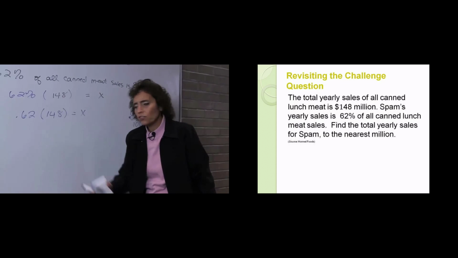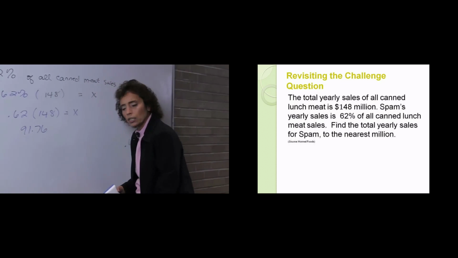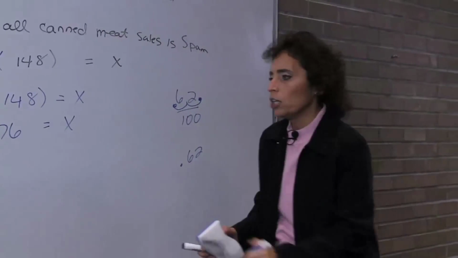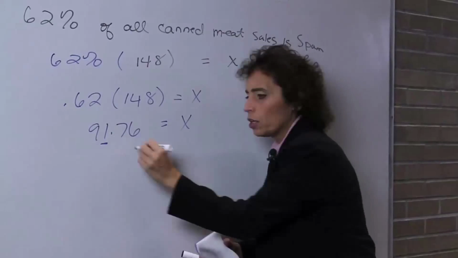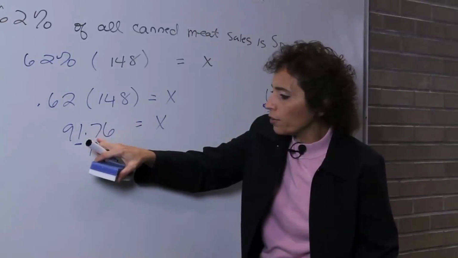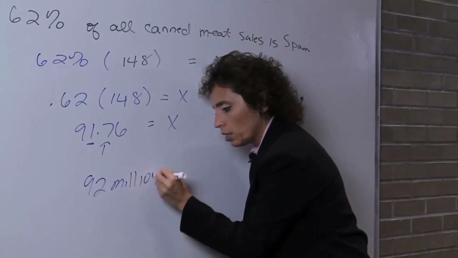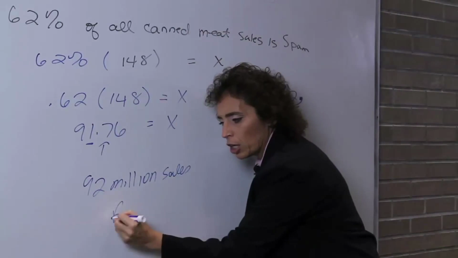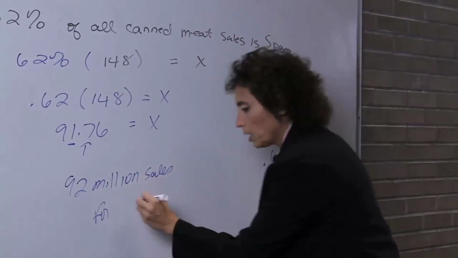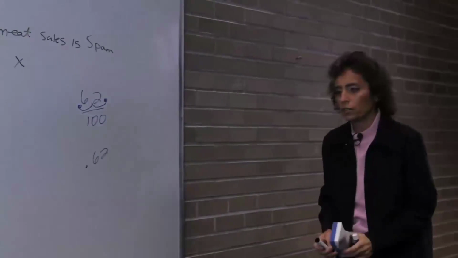Okay, so I'm going to multiply this. When I multiply, I get 91.76 million. Okay, and that equals x. But remember, we wanted it to the nearest million. So nearest million means nearest whole number. I look at the number right next to it, and it's higher than a 5, so that goes up by 1. So it's 92 million sales for Spam. Good for Spam. Okay, awesome. 92 million sales for Spam.